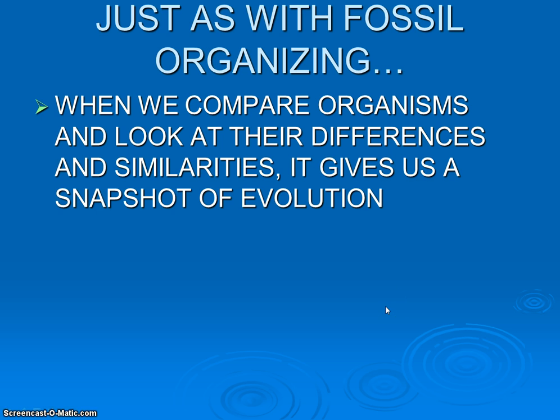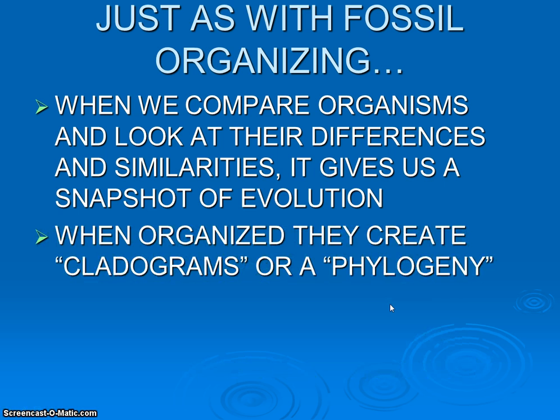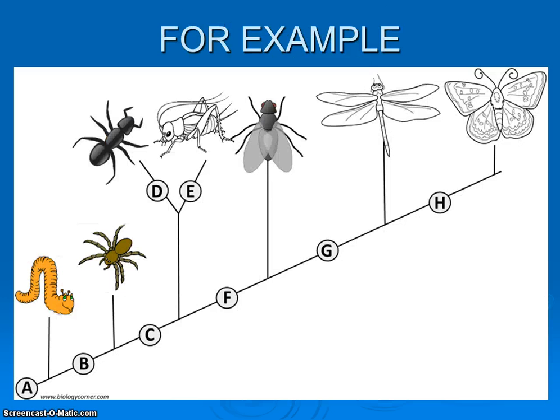So with all of those aspects and everything we know, essentially what it comes down to is comparing organisms. And when we do this, if we organize them based on their similarities and differences, we can create what are called cladograms, and then in turn go a step further and create these evolutionary trees, or phylogenies. So let's look at a really simple example of one and get an idea for how they work.